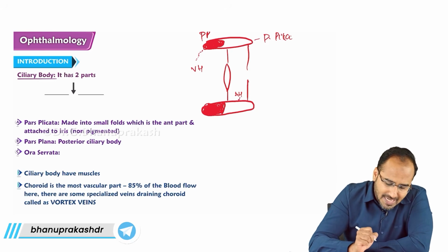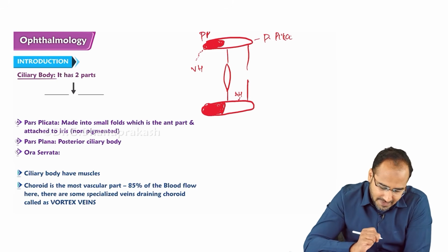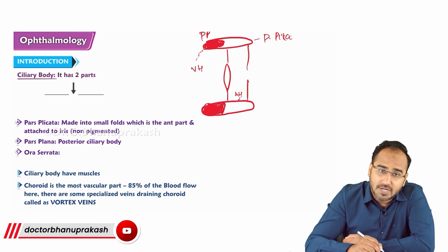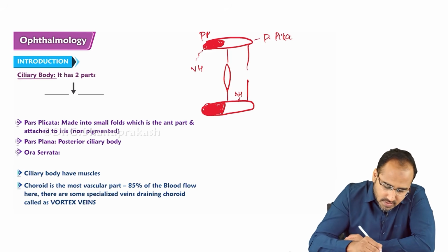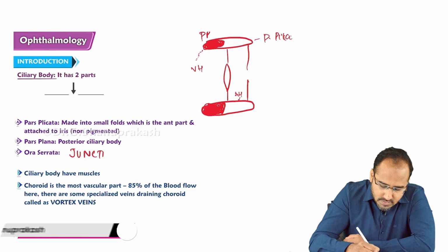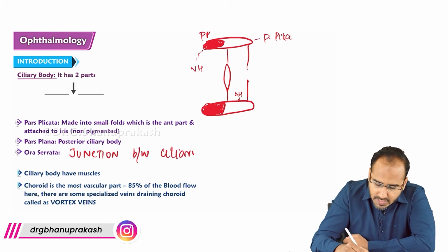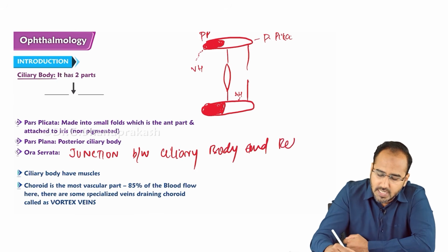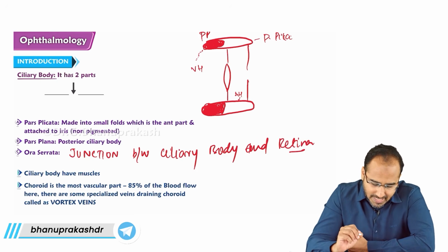Okay? So ciliary body has two parts. What are the two parts of ciliary body? One part is called pars plicata, whereas the other part is called pars plana. And what is the ora serrata, guys? I told you what is ora serrata. Ora serrata you can write there. Ora serrata is the junction between ciliary body and retina. That is ora serrata, right?